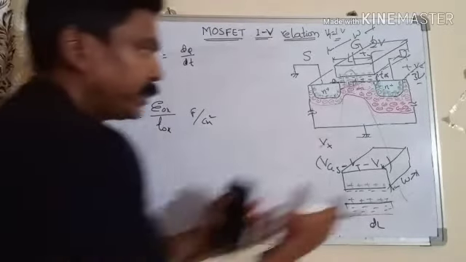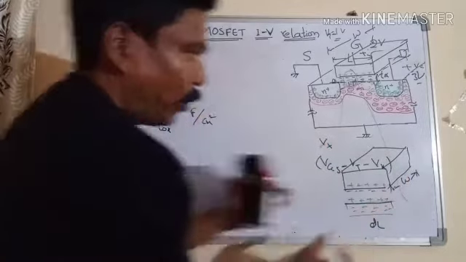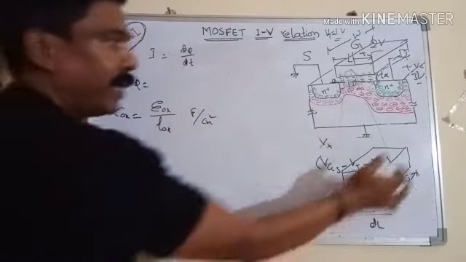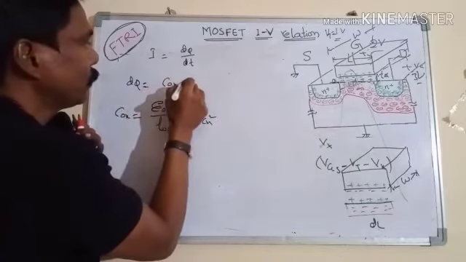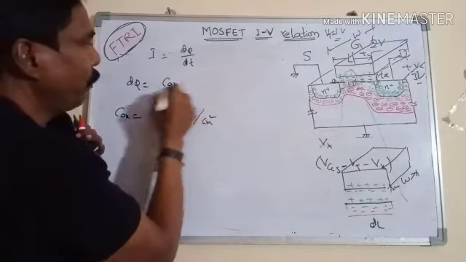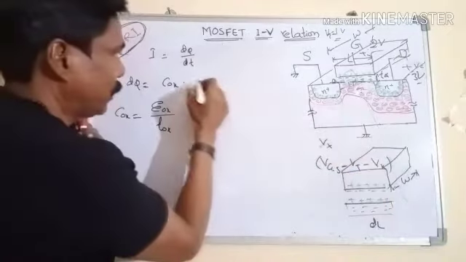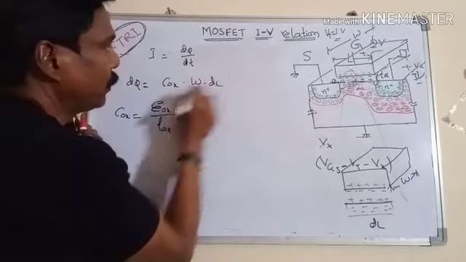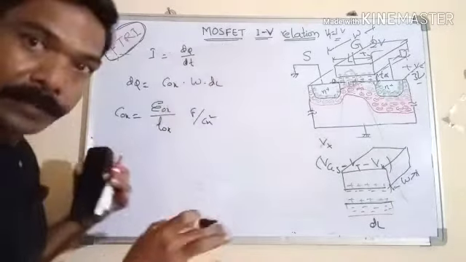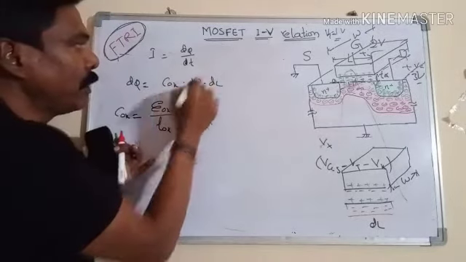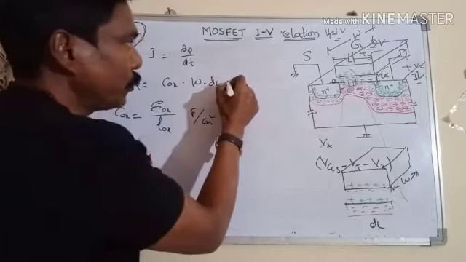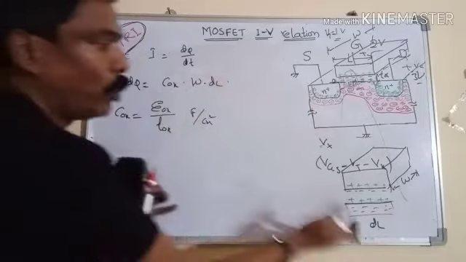Now to get the capacitance of this elemental block, we have to multiply Cox with the area of this gate. So dq will be given by Cox into the area, W into dl. That is the total capacitance in farads, since Cox is farad per centimeter square multiplied by the area, which gives farads. This is multiplied by the voltage across this.